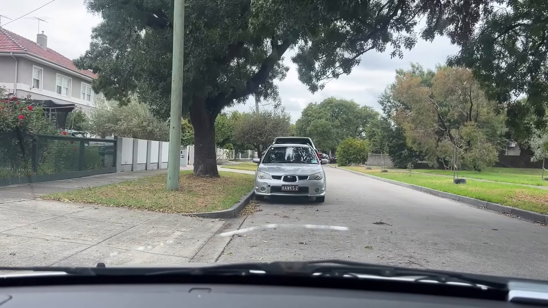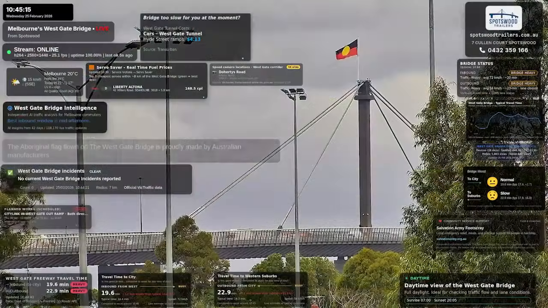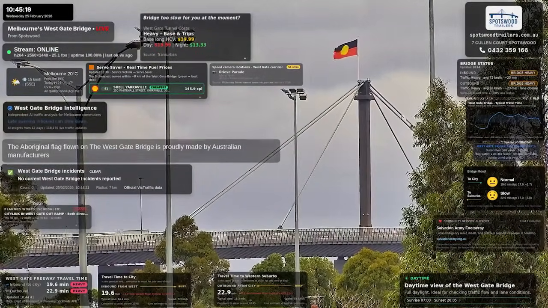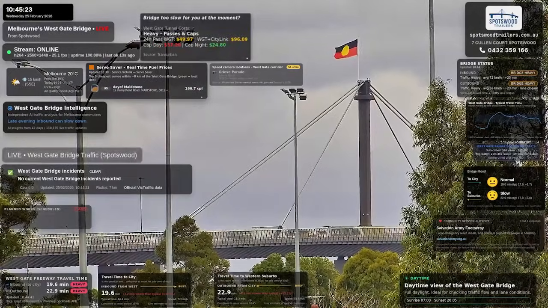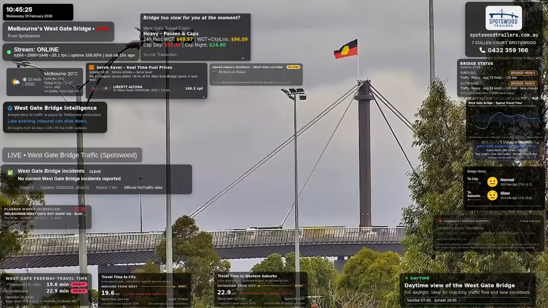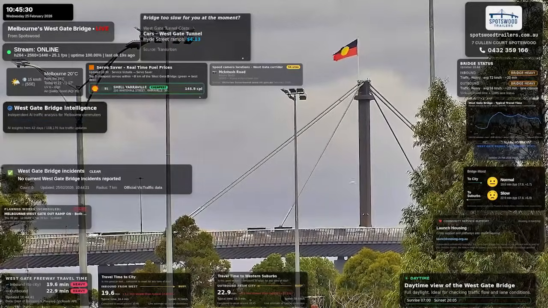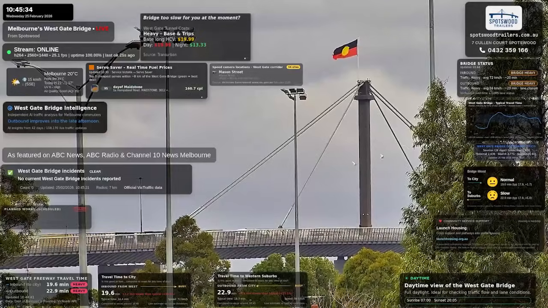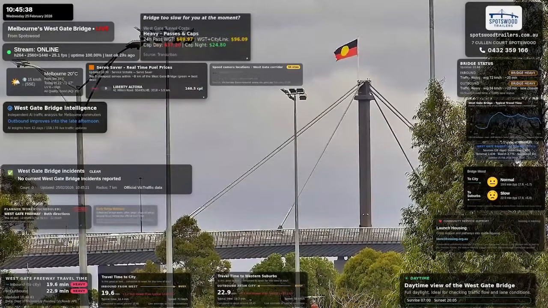So I'm just looking at a screenshot of the platform at the moment. Yeah, lots of overlays. But most importantly, we've got the actual live view itself. That's the foundational part of the system. The live view, seeing the traffic with your own eyes, most important. Yeah, that's pretty much every overlay.